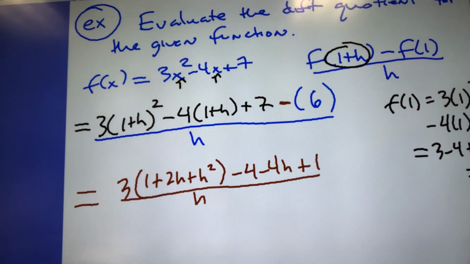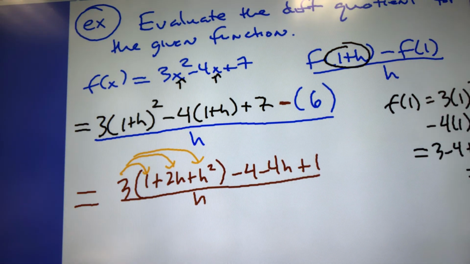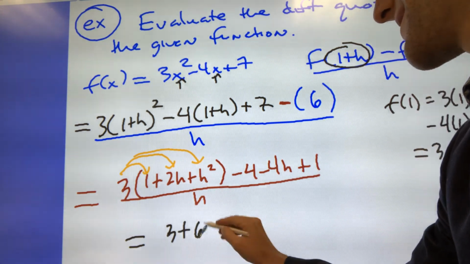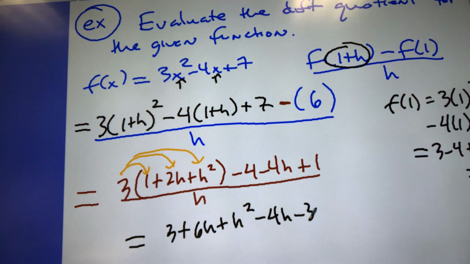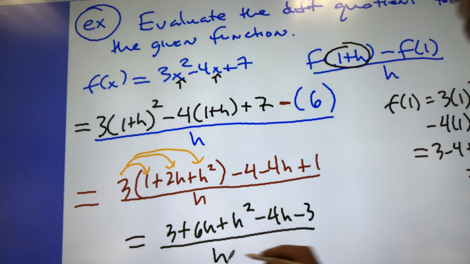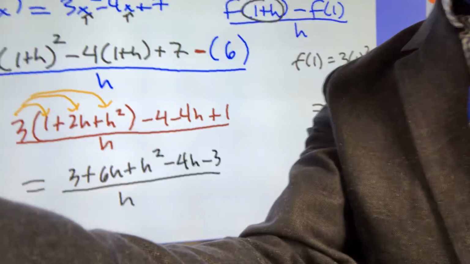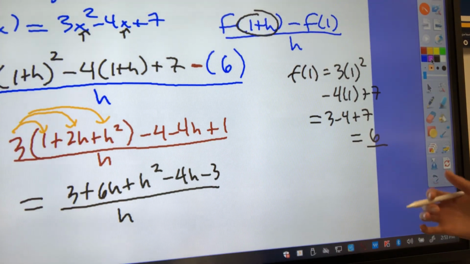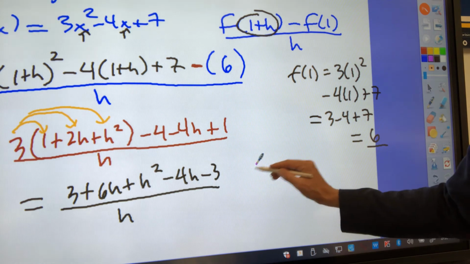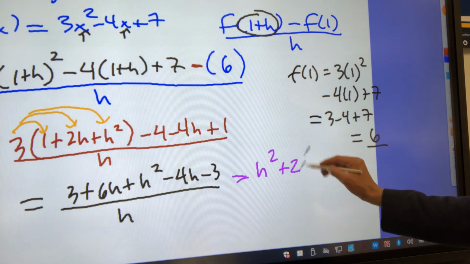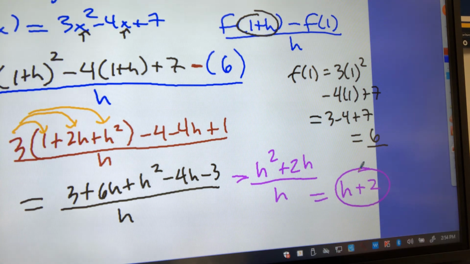Okay, now I distribute 3. Then I get 3 plus 6h plus 3h squared minus 4h minus 3 divided by h. Almost done here. A lot of you are noticing that the constants have to cancel. They always do, but you have to show me that they cancel. You can't have a positive 12 left over and then say, oh, it's gone. The 3s clearly cancel. So you have 3h squared plus 2h divided by h, which is 3h plus 2. Final answer.